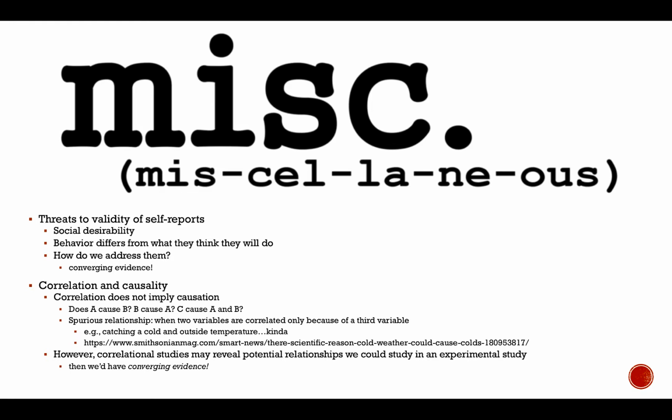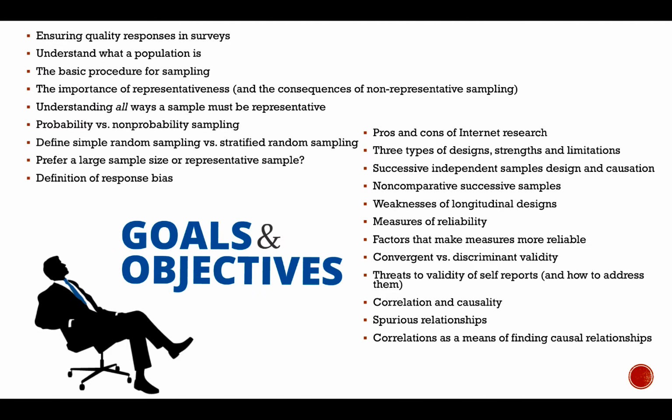Correlational studies may reveal potential relationships that we could study in an experimental study. So correlations may be good at hypothesis generation. And then we could subsequently follow those up with experimental studies, and then we'd have converging evidence, which is super cool. So with that, there are the goals and the objectives. Be sure to read them, make sure you are good there.